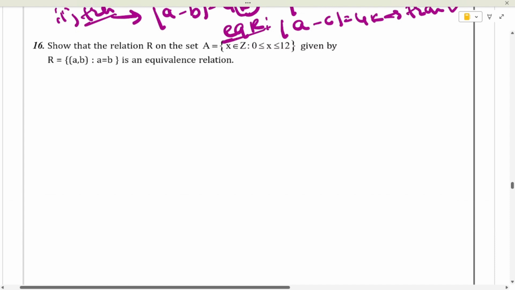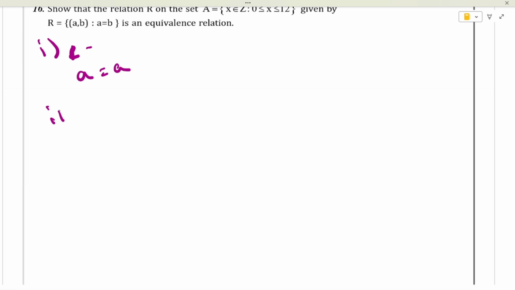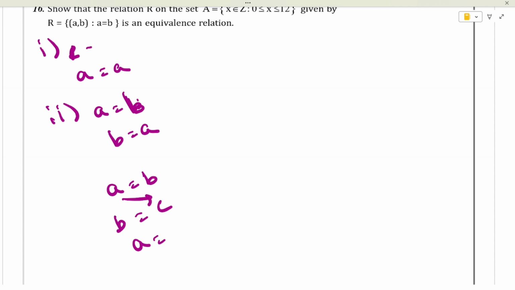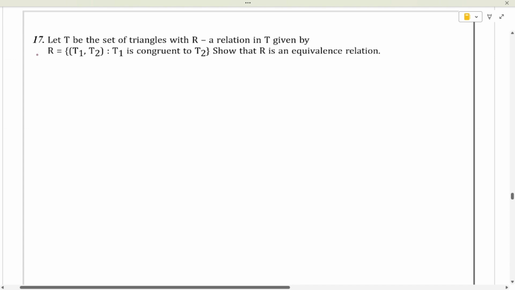The next question is also the same. They have given just a is equal to b. The same for reflexive: you can take a is equal to a. For symmetric also, a is equal to b means b is equal to a. And a is equal to b, b is equal to some c, means a will be equal to some c. So you can show that it is an equivalence relation. The same way. And the next question is about congruency. I hope you know the basic concepts of congruency; that is enough.